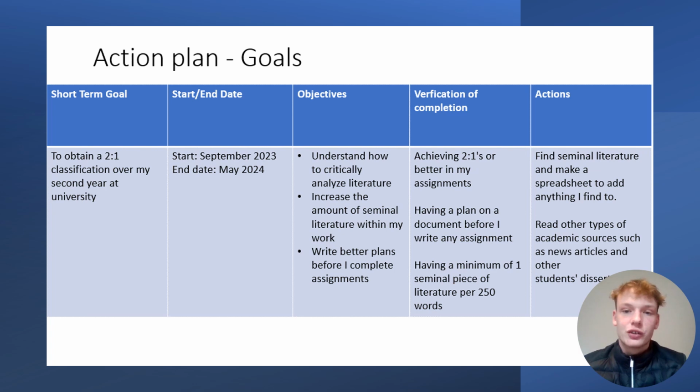The further actions I can complete are to find seminal literature and make a spreadsheet to add anything I find into. Also read other types of academic sources, such as news articles and other students' dissertations or previous work that has been critiqued. This is my short-term goal, which, after completing it successfully, shall be replaced with another goal to keep improving myself and make myself ultimately more employable.